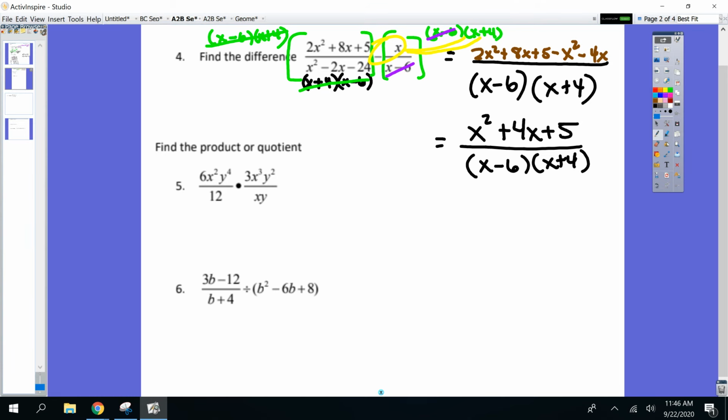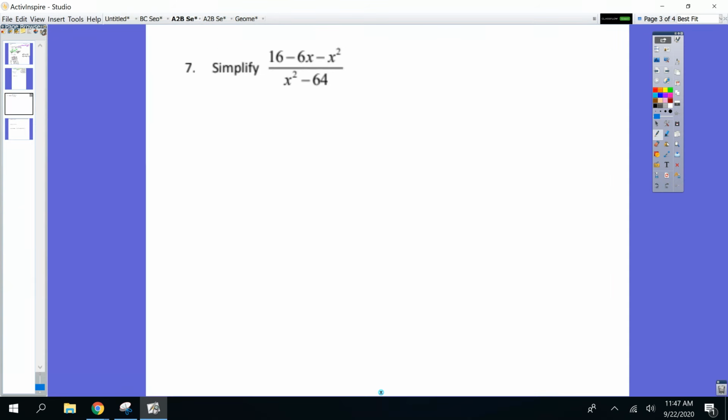Wow, that was impressive, you kids, right there. Impressive, everyone that worked on this problem. We already went over 5 and 6, right? We didn't go over 7 yet. Here we go.